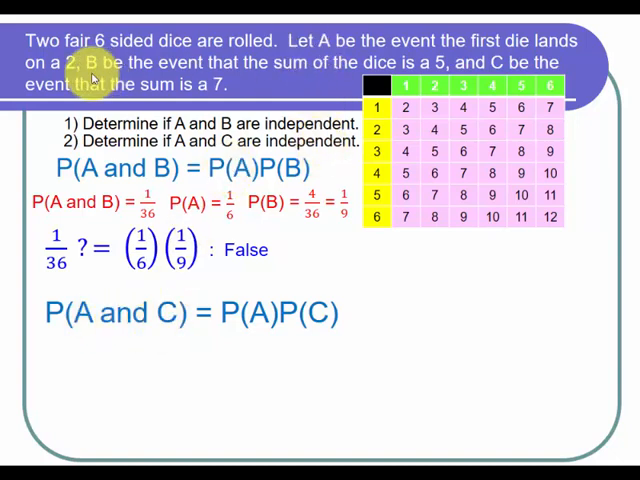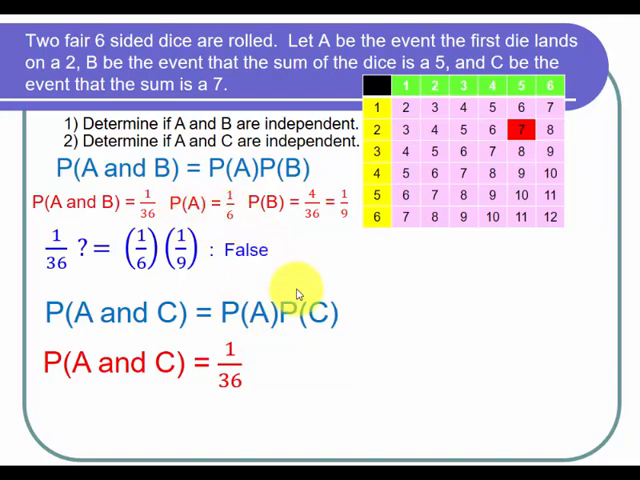Well, A was the first die is a 2, and C is that the sum is a 7. For both of those to happen, we had to have gotten the first die as a 2, and the second die must have been a 5, and there's only one way of doing that. So the probability of A and C is 1 over 36. Now let's find the probability of A. Well, we did that already. Probability of A was 1/6.